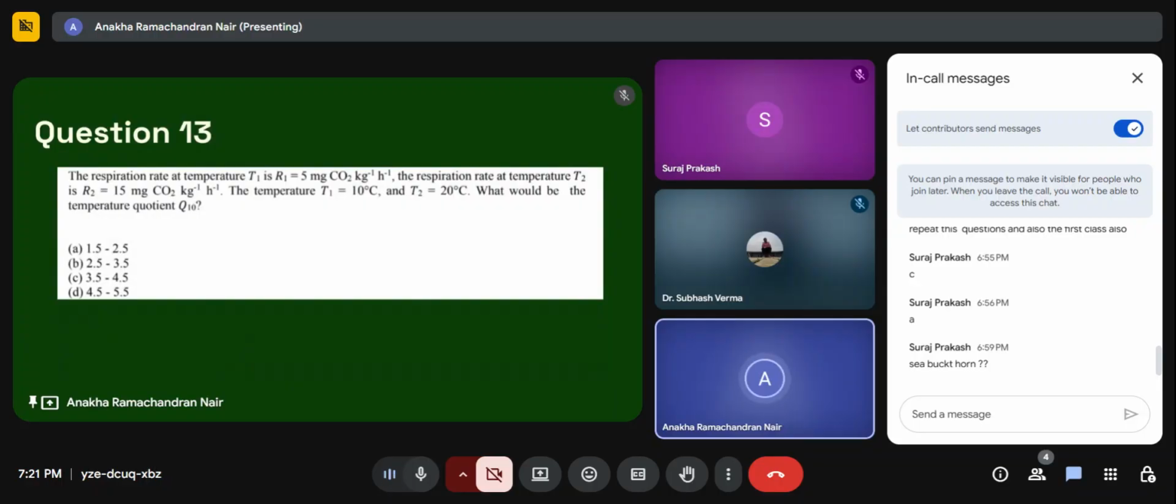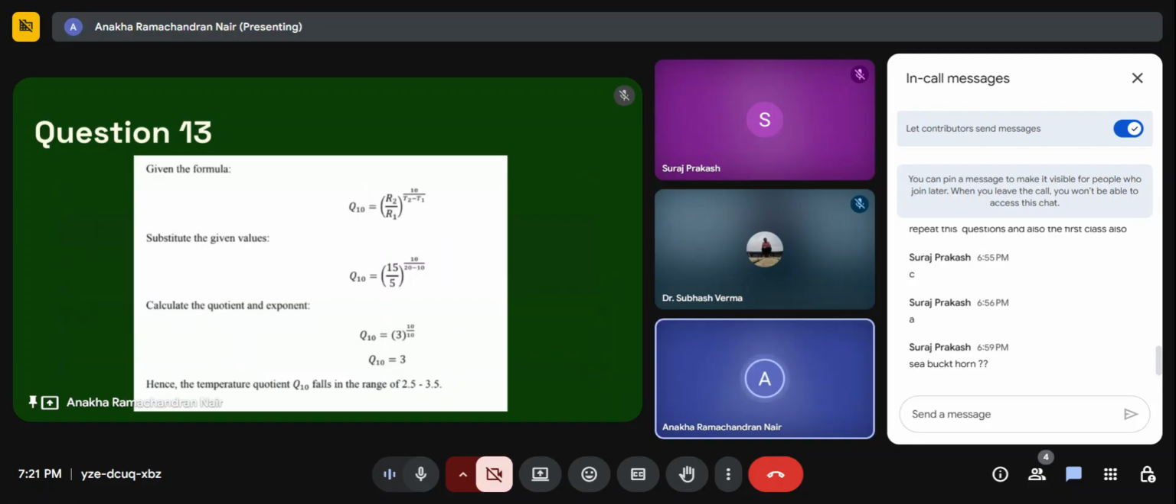So the question is: the respiration rate at temperature T1 is R1 equals 5 mg CO2 per kg per hour. The respiration rate at temperature T2 is R2, which is 15 mg CO2 per kg per hour. T1 is 10 degrees Celsius and T2 is 20 degrees Celsius. What would be the temperature quotient? That is Q10. So you would remember the formula, right?